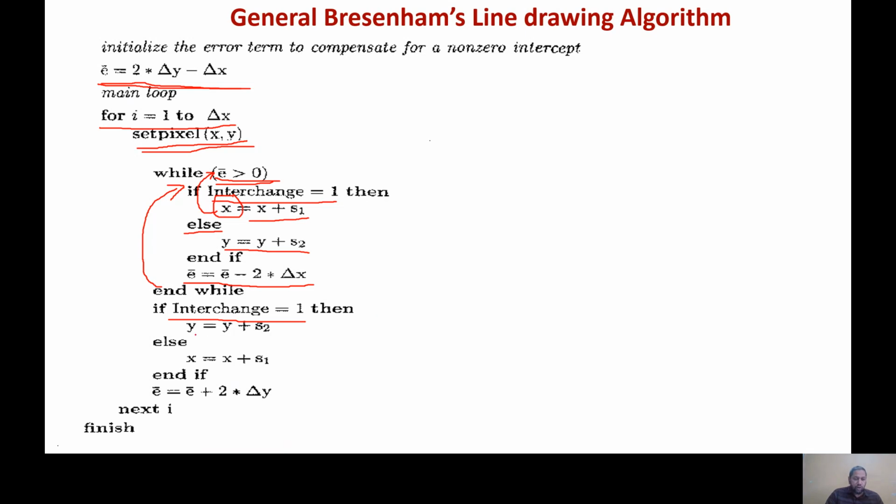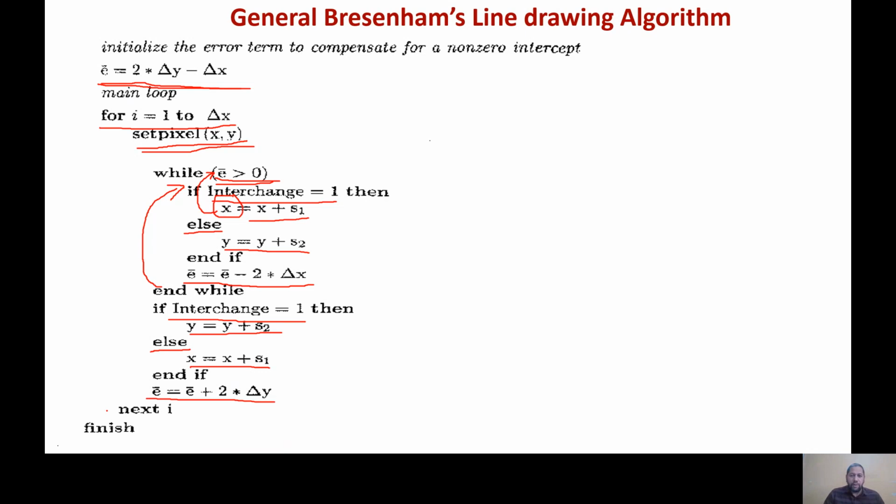If delta y is greater, y is always incremented, so y is equal to y plus s2. Else, interchange equal to 0 indicates delta x is greater, and x is always incremented by 1, or by plus s1. Again the error term is calculated here, and the loop is continued. So this is the algorithm.